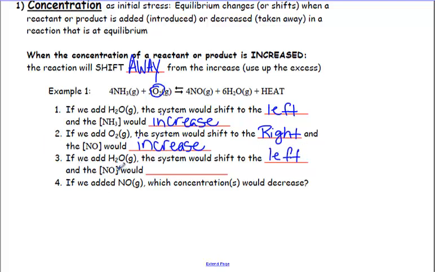Okay, if we add water, again, the system would shift to the left, like we said before, and the NO, which is an additional product on the right-hand side, okay, would then decrease. Very important because we have to use up the excess. So this is actually going to go down as you add more water. Okay, and again, then the reactants would increase.